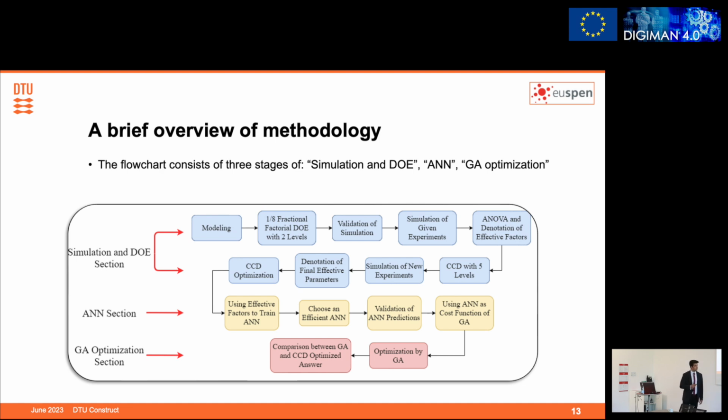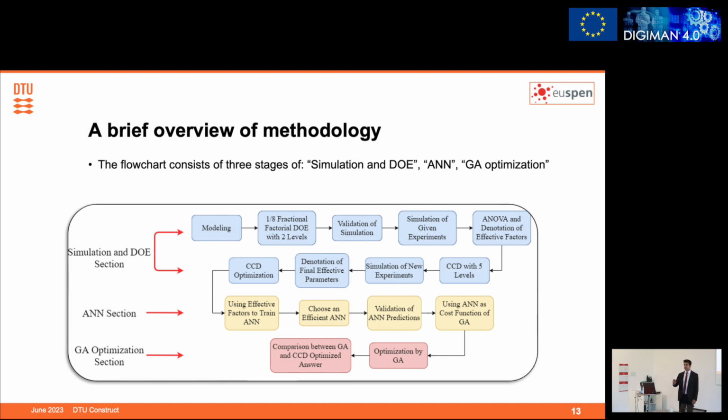So we did the first step of design of experiment, which was a fractional factorial design of experiment with 2 levels only for each parameter. Then we validated our simulations using some experimental tests to see if our simulations were good. Then we conducted analysis of variances on the results of the simulations we did.